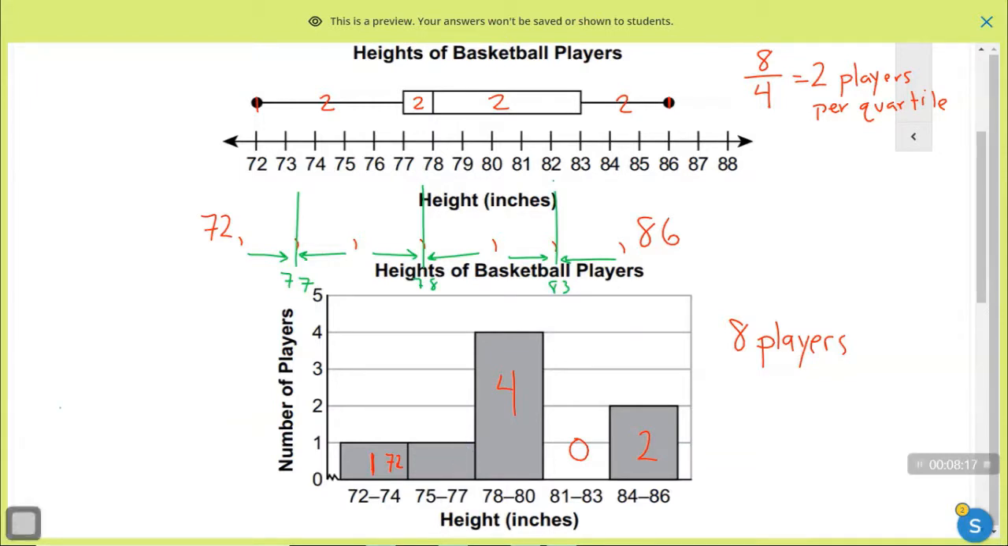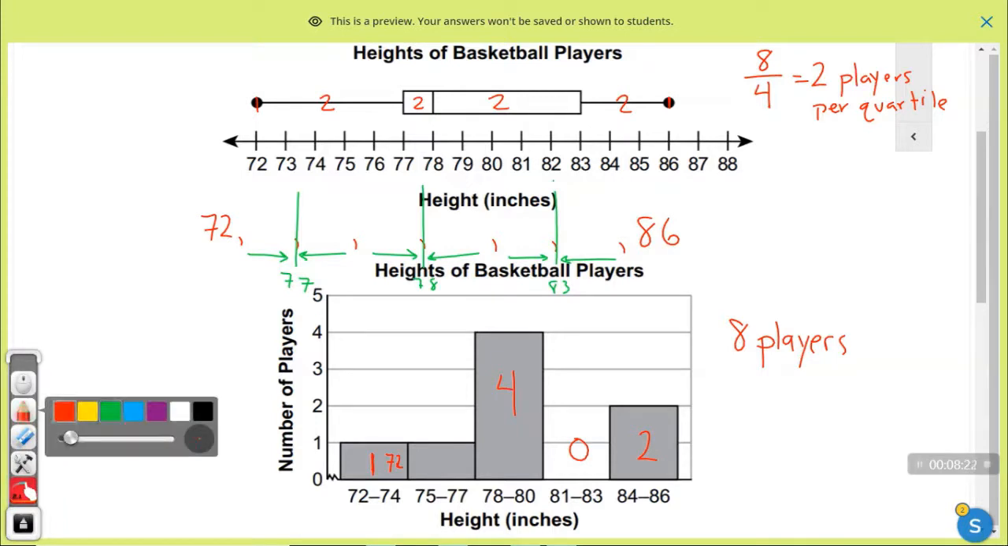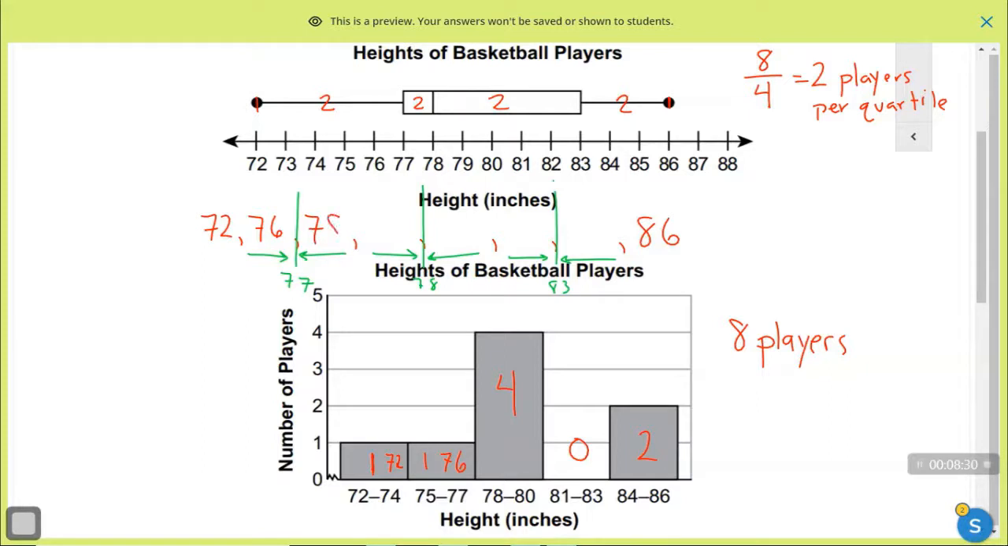And that is why we must conclude at this point that this number has to be 76. This one value right here has to be 76. And therefore, this one has to be 78. All right, it has to be 78.